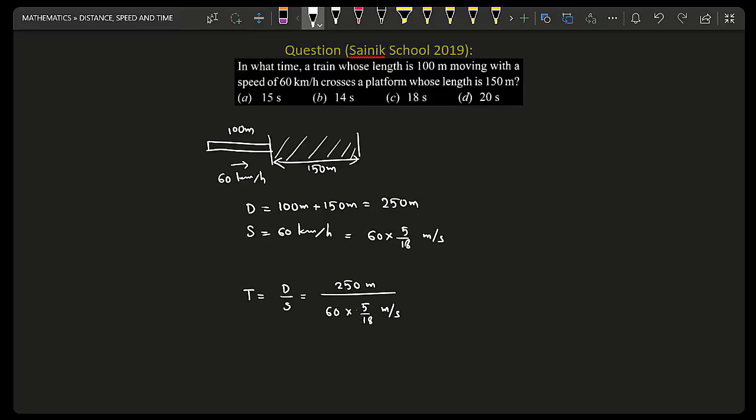Sir, first of all, cut the zeros. 5 ones are 5, 5 fives are 25. Very good. 5 fives are 25. Next. 6 ones are 6, 6 threes are 18. Yes, 6 threes are 18. Next. Sir, 5 by 3.